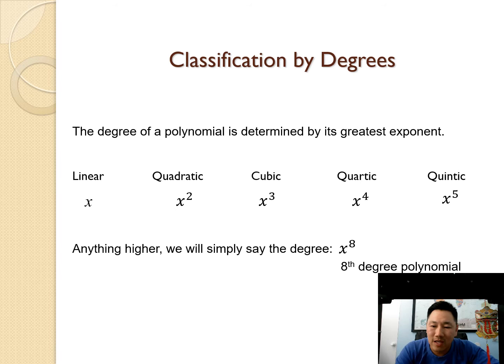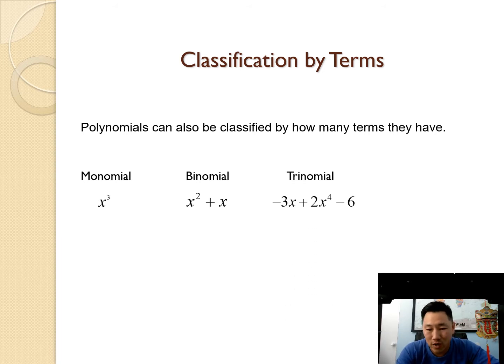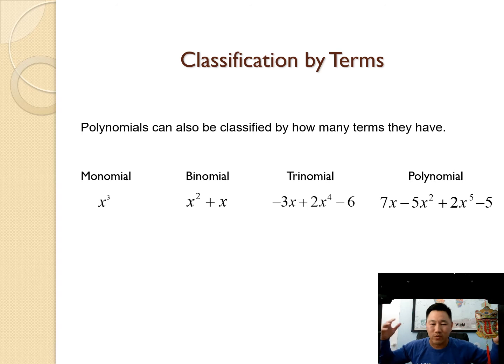All right, you can also classify polynomials by how many terms they have. If a polynomial has one term, just like this, it's called a monomial. If it has two terms, we call it a binomial. If it has three terms, trinomial. And then anything more than 3, we're going to go ahead and call it a polynomial. The really long ones, we're just going to use poly, which means many.